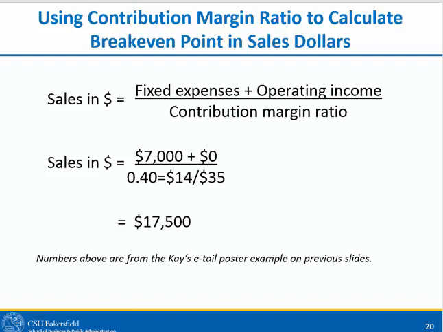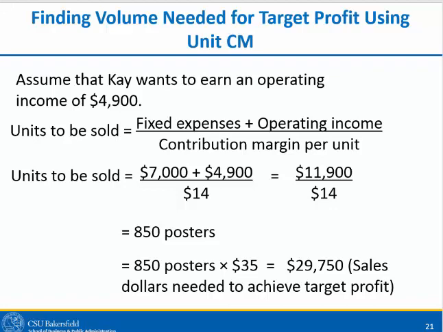So now the next issue is, KL is more aggressive and she wants to make more money. She doesn't like break even, because who likes break even? Basically, you earn nothing, right? You earn nothing at break even. So let's assume that KL wants to earn a profit of 4,900. So the question is, in order to earn that operating income, how many units will KL need to sell?